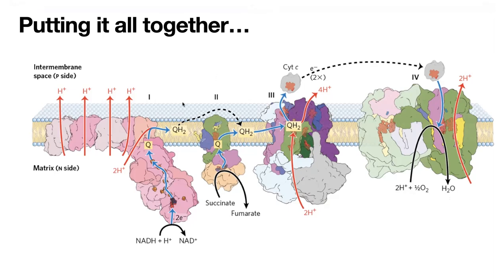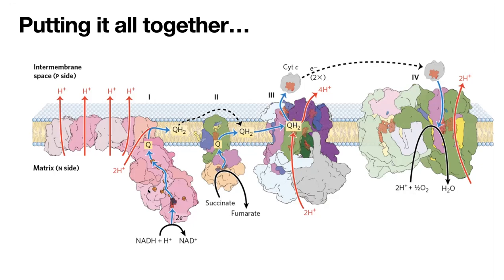In complexes 1, 3, and 4, we get enough of an energy boost from those electron pass-offs to pump protons out. But with complex 2, we don't. There's not as much of an energy difference in passing those electrons from the FAD to Q as from NADH to Q. We don't have enough energy here to drive the pumping of protons, but we are able to contribute to this Q pool that we can then use to pump protons down the line.